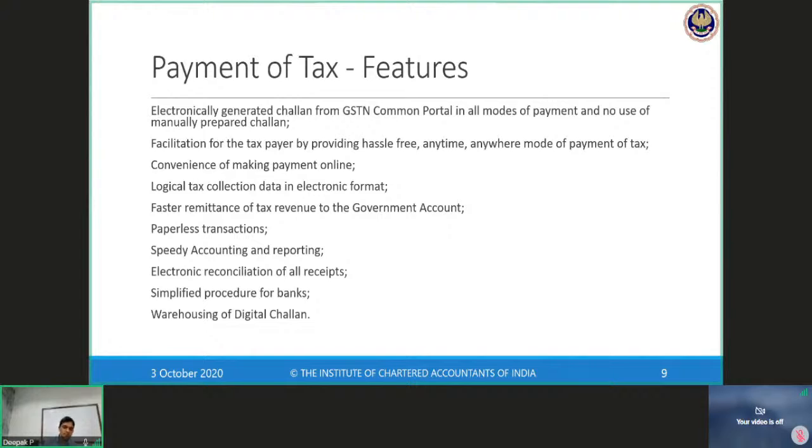Simplified procedure for banks also. There is no hassle for the banks. You give the challan, they make the payment, or you're making the payment online. The challan is linked to the bank. The banker sees the Challan Identification Number and gives the credit to your electronic cash ledger.